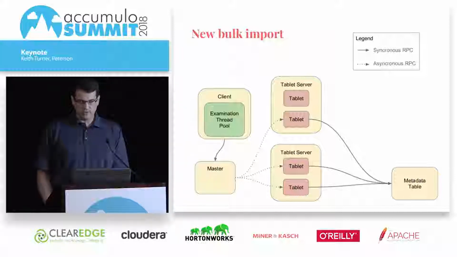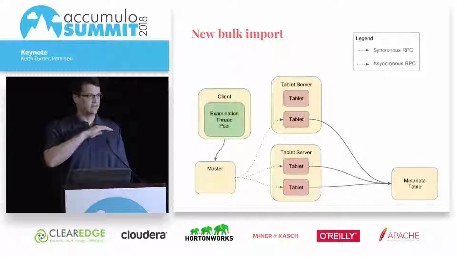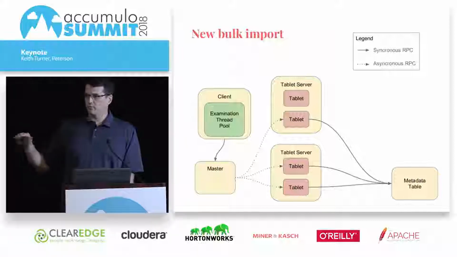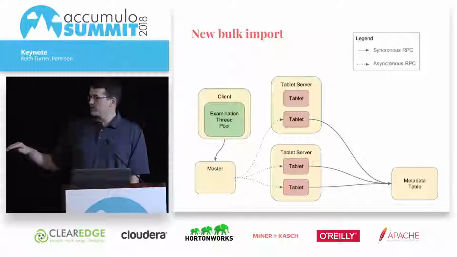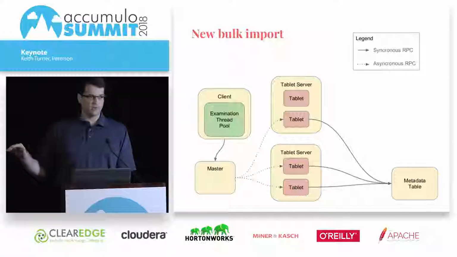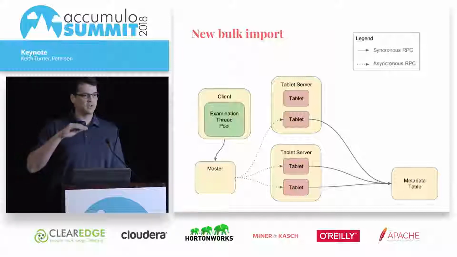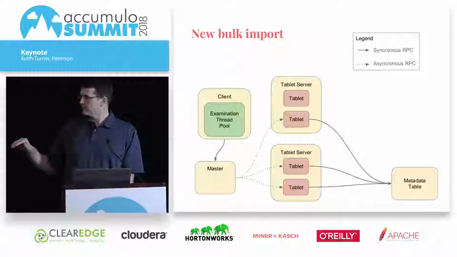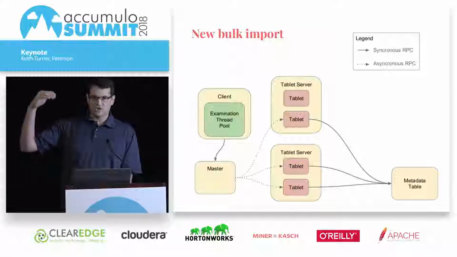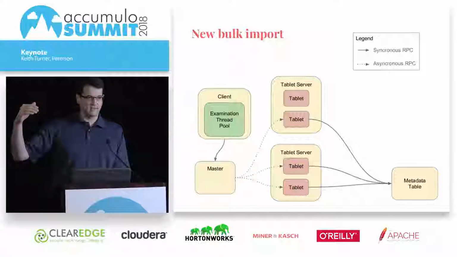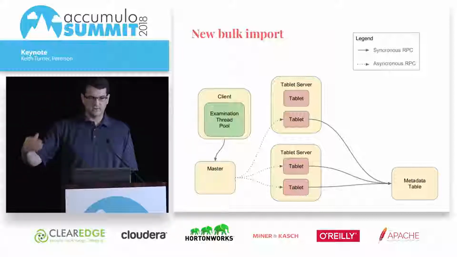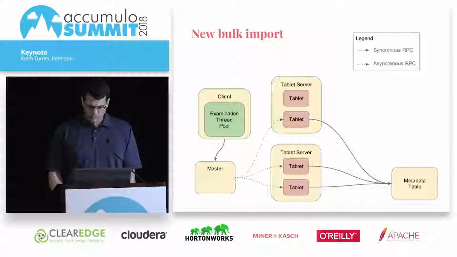So if it had to load 1,000 files, it's basically to 100 tablets, it's going to blast out 100 asynchronous remote procedure calls. And it's not going to wait for any of them to finish. So it's going to queue up all this work on all the tablet servers to get the loads going. And then it's going to come back and check on what actually finished, by scanning the metadata table, and things that haven't loaded, it's going to blast out more asynchronous remote procedure calls.